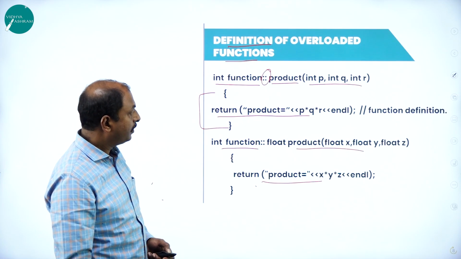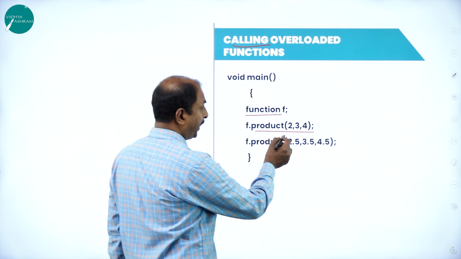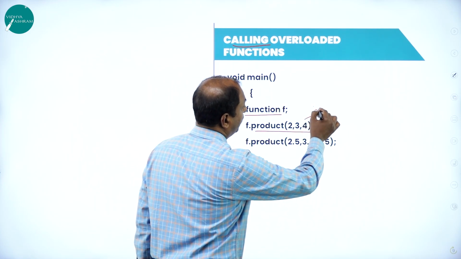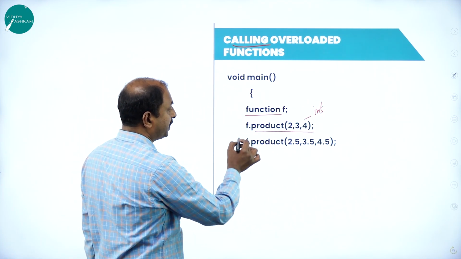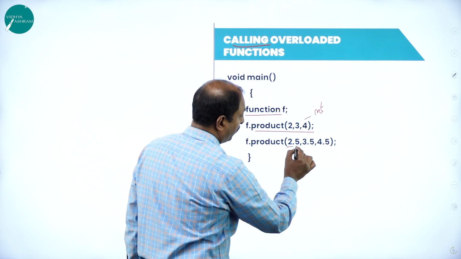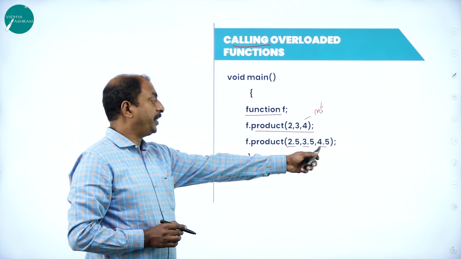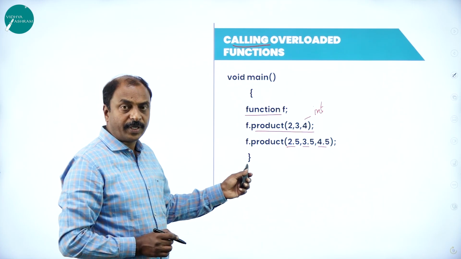So accordingly, in the main function, we say f dot product 2, 3, 3. This is of data type int. And next one is semicolon. Next one is f dot product 2.5, 3.5, 4.5. So this is float data type. So accordingly, we have to close the main function.